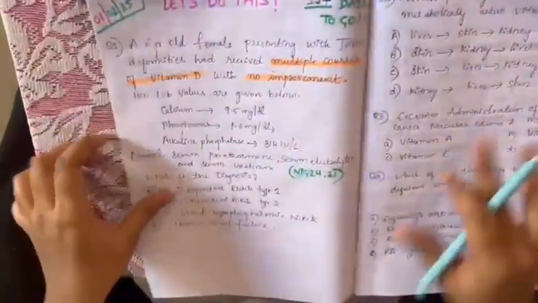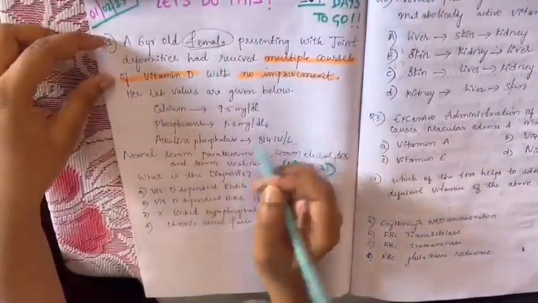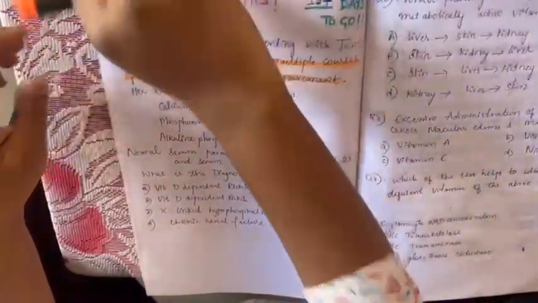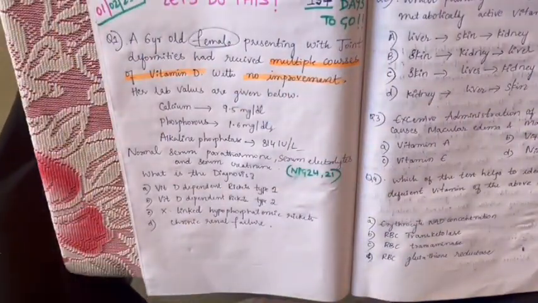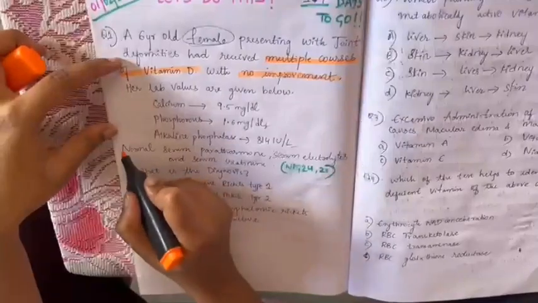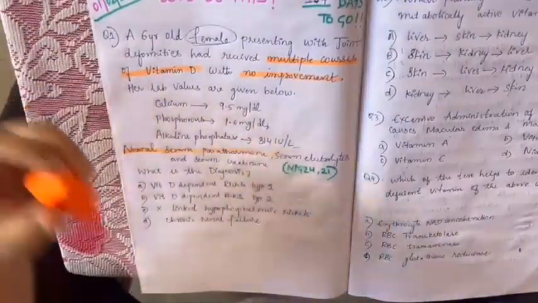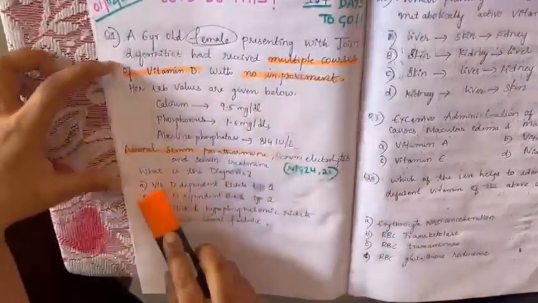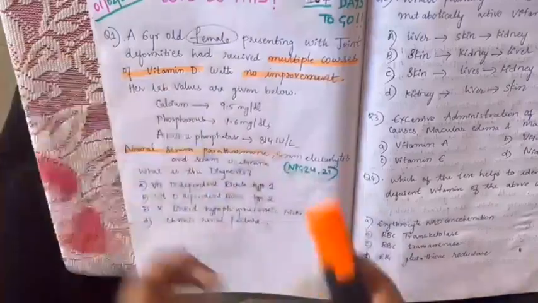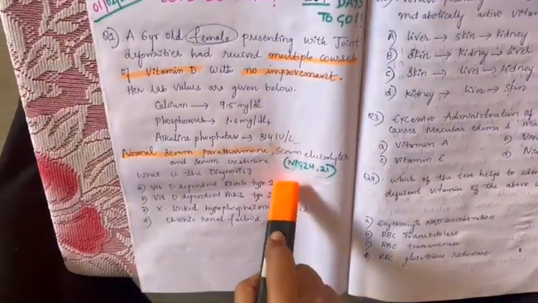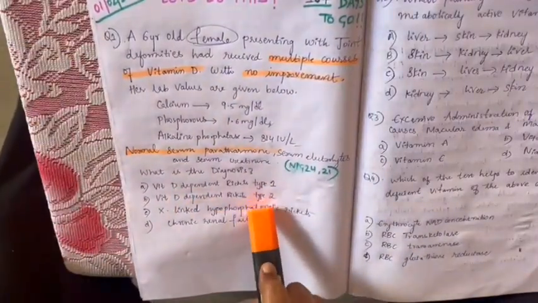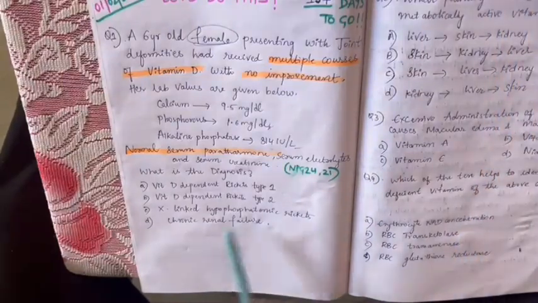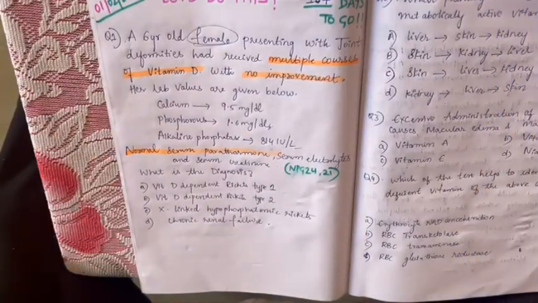So coming to this question, here we can see clearly that a female patient is given, and the most important thing over here is normal serum parathormone. With normal serum parathormone, we can eliminate vitamin D dependent type 1 rickets, because in this case the parathormone would be high. Vitamin D dependent type 2, also the parathormone would be high. Chronic renal failure, also the parathormone would be high.